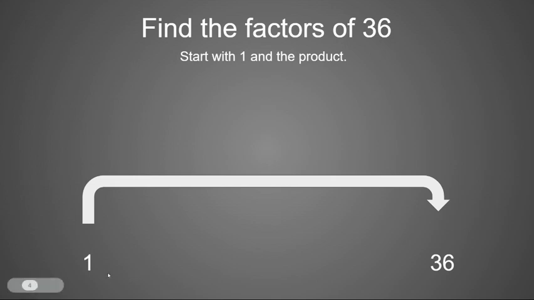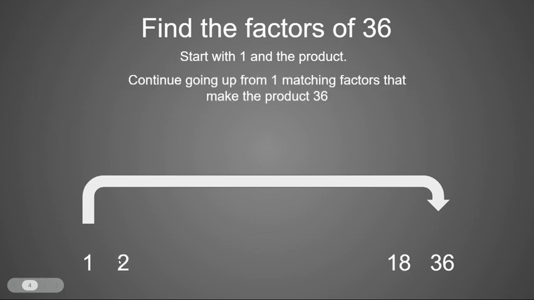Then I'm going to think, can 2 go into 36? I know 36 is an even number, so I know 2 is a factor of 36. Then I have to go through and figure out what would I multiply times 2 to get to 36. I know 2 can go into 3 with a remainder of 1, and that would make 16, and 16 divided by 2 is 8. So 2 and 18 are factors of 36. I'm going to continue going up and finding all of my factors until I cannot do anymore.